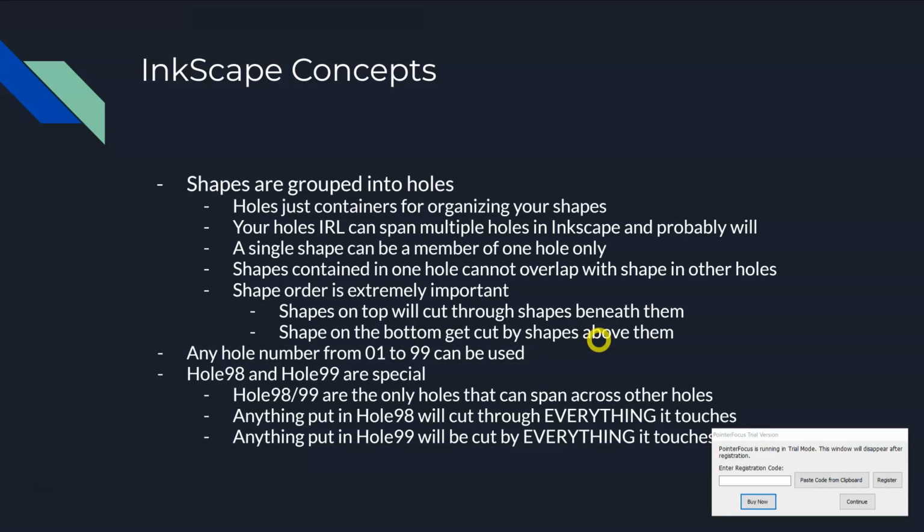And I'm going to show you some examples. I know this is hard to understand, but I'll show you some examples. A single shape can be a member of one hole in Inkscape only. So a tee box can't be a member of hole one and hole two, or hole three and hole four.